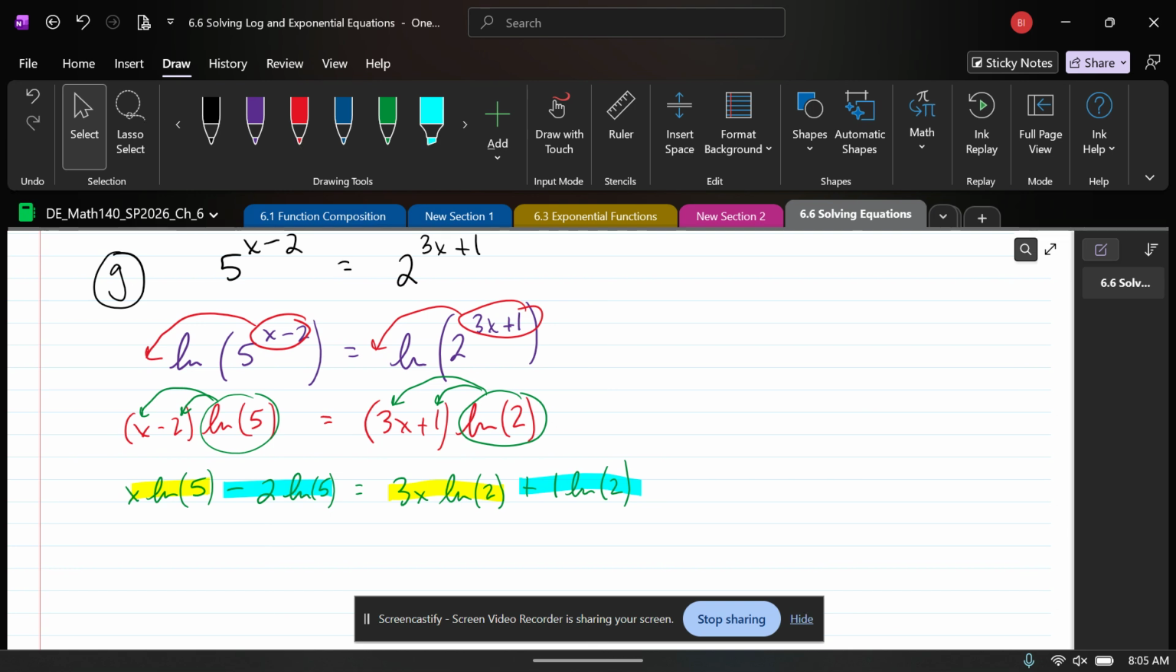So we're going to get those over here on the right. Things that are highlighted in yellow are x things. So we're going to get the variables over to the left side. Okay. So I'm going to do the math to get that to happen. So to move this minus 2 natural log of 5, I'm going to add 2 natural log of 5. Okay. To move this 3x natural log of 2, I'm going to subtract 3x natural log of 2.